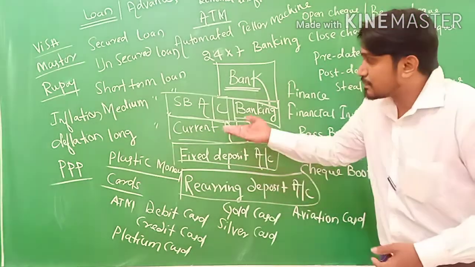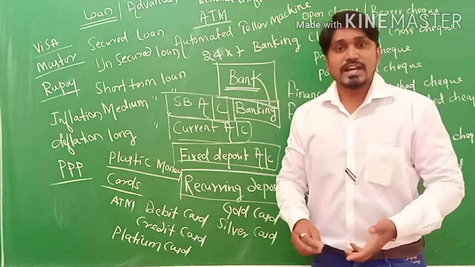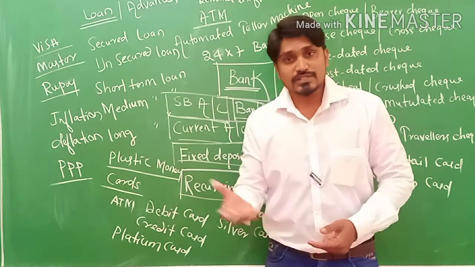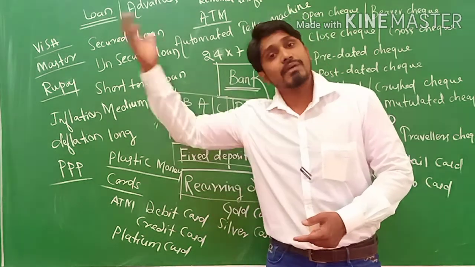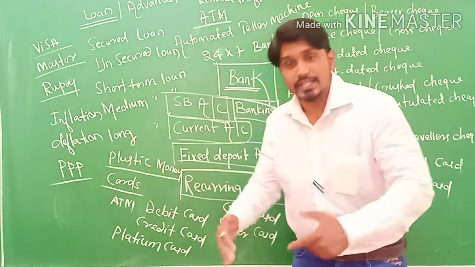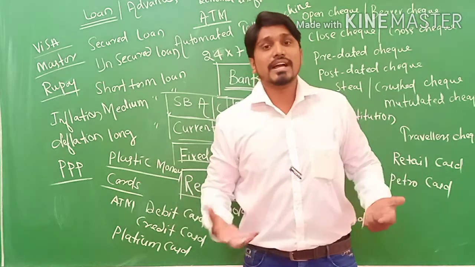Current account is for business purposes, and SB account. There are so many banks, my friends. Private banks, public banks, even Indian banks. Indian banks are those banks which are registered under Indian law. Foreign banks are those banks which are registered under their foreign law and having their subsidiary unit in India, right? Providing valuable services. Axis Bank, right? One of the banks, right?